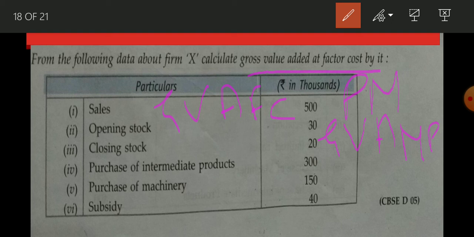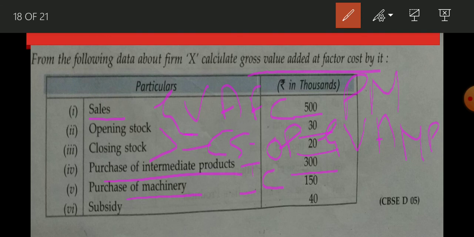output is equal to sales plus change in stock. So here you can see the value of sales is given as 500, and change in stock is not given. So we have to find it with the equation, closing stock minus opening stock. So when we subtract 20 minus 30, we get minus 10. Purchase of machinery we are not going to consider. Only purchase of intermediate product will be your intermediate consumption. In this way, intermediate consumption here is 300.